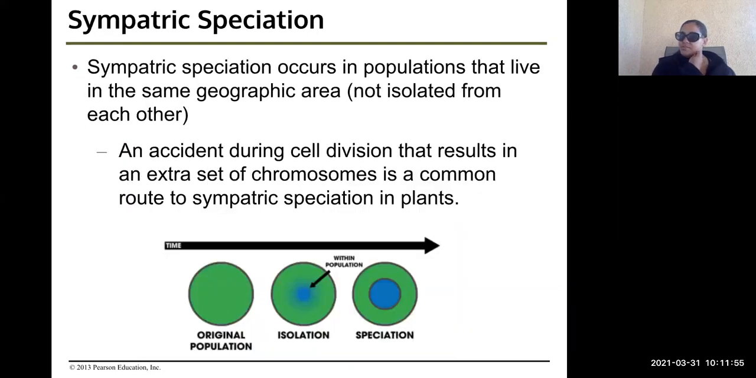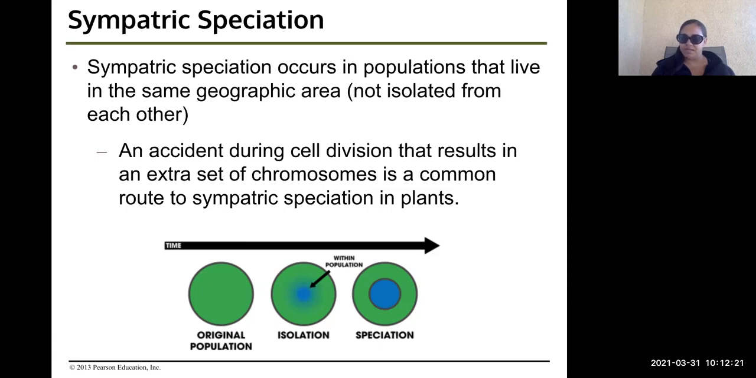Sympatric speciation occurs in populations in the same geographic area, so they're not isolated from each other. An accident during cell division that results in an extra set of chromosomes is a common route to sympatric speciation in plants. So all of a sudden, a plant population in the middle of a forest somehow mutates to have an extra chromosome.